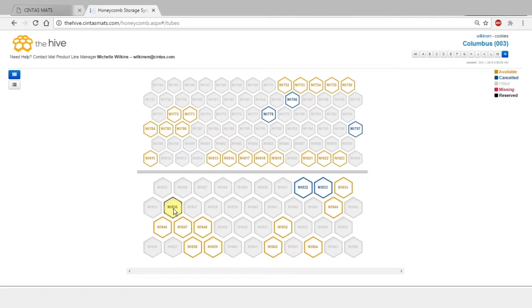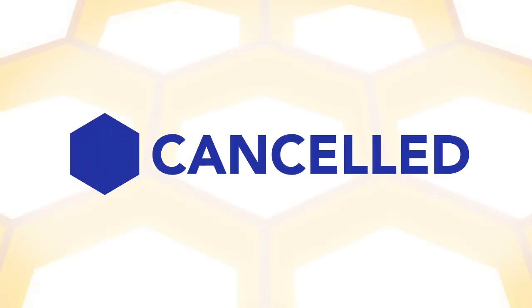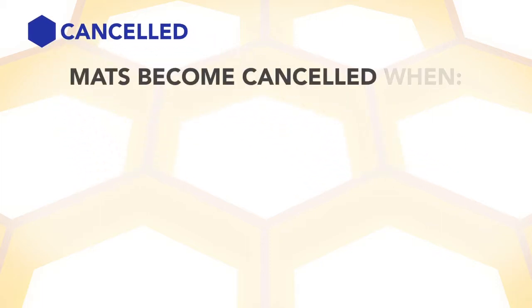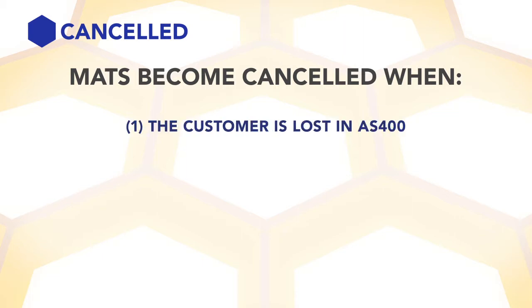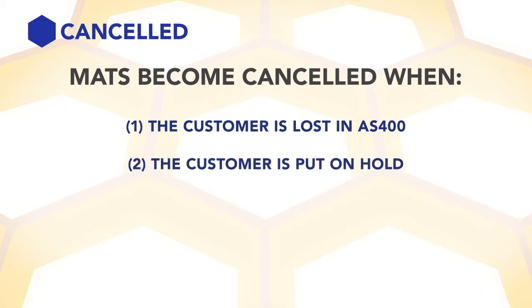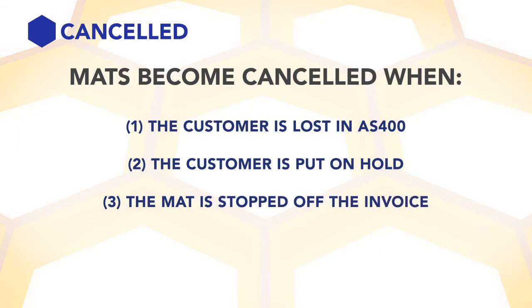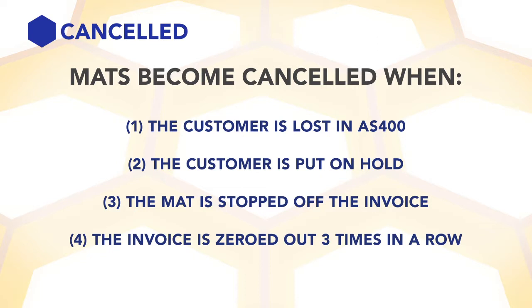Lastly, let's discuss the canceled status. Mats will become canceled when one of 4 instances occur. 1. The customer is lost in AS400. 2. The customer is put on hold. 3. The mat is stopped off the invoice. 4. The invoice is zeroed out 3 times in a row.